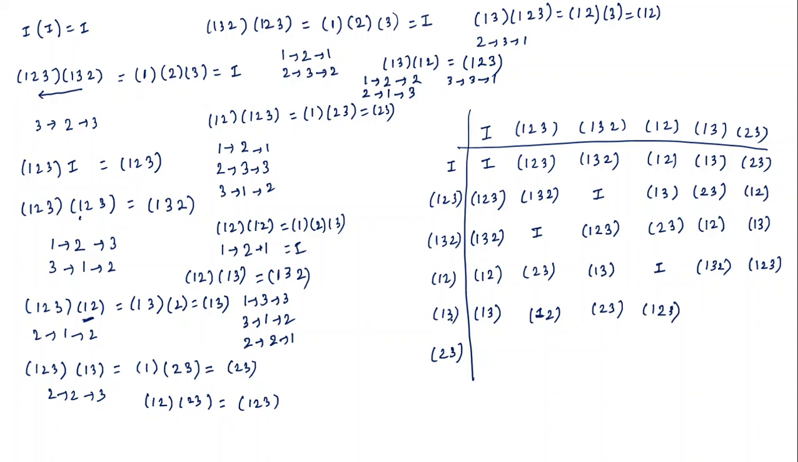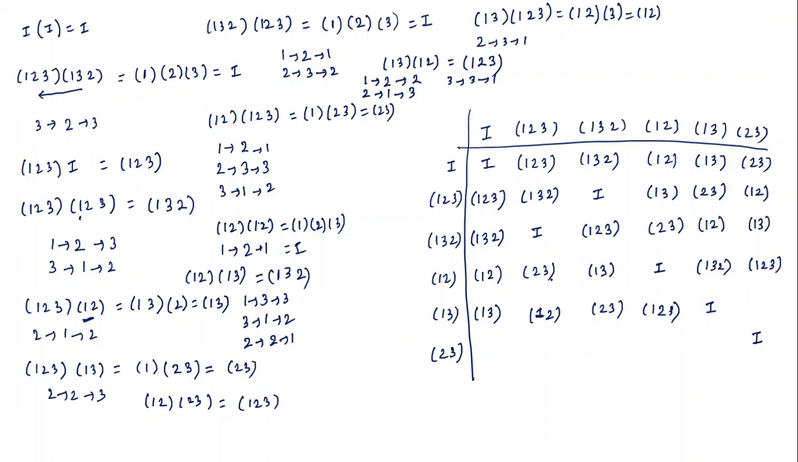Now (1 3) with (1 3). You will find that it will be equal to identity, in a similar manner by which we found (1 2) operated with (1 2) gives identity. Alright, so here we will be having identity, and in the similar manner when you calculate you will find (2 3) operated with (2 3) itself also gives us identity permutation. Okay, so this is what we have.